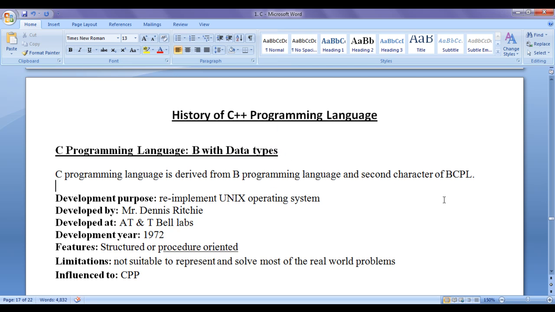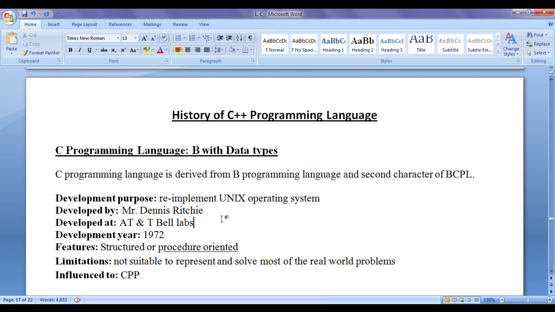As C comes after the B character in alphabetical order, and as the C programming language has been designed after the B programming language, the C character has been chosen to name this new programming language.